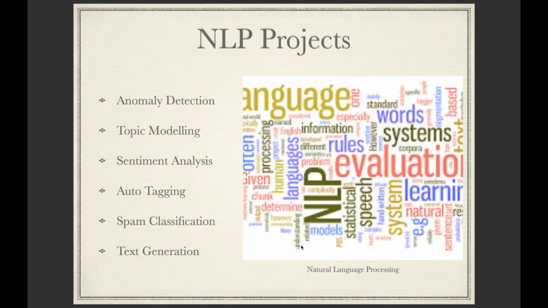Anomaly detection is not part of this. I mistakenly added it into this. It's part of clustering. We're going to cover topic modeling, sentiment analysis, auto tagging, text generation, spam classification. We're going to cover a good number of projects.